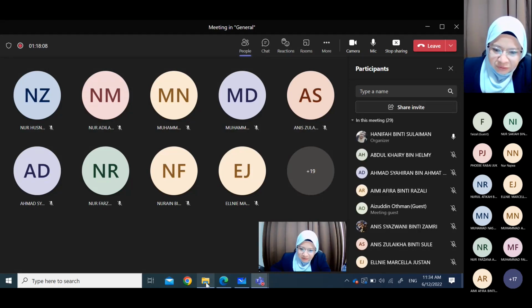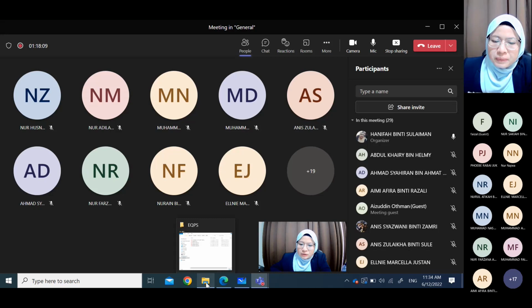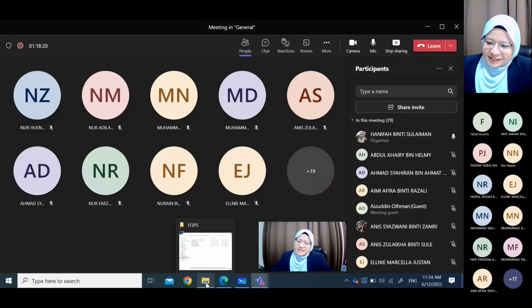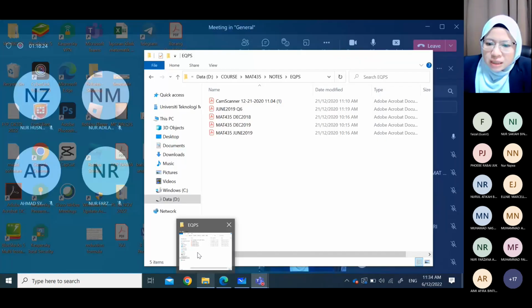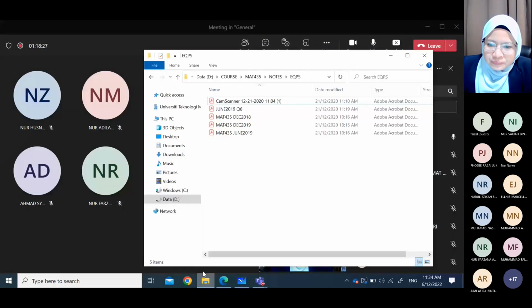Okay. So that is about partial derivative: total differential, chain rule dan juga implicit differentiation. Okay, so kalau tak ada soalan, cuba kita jawab soalan ni.